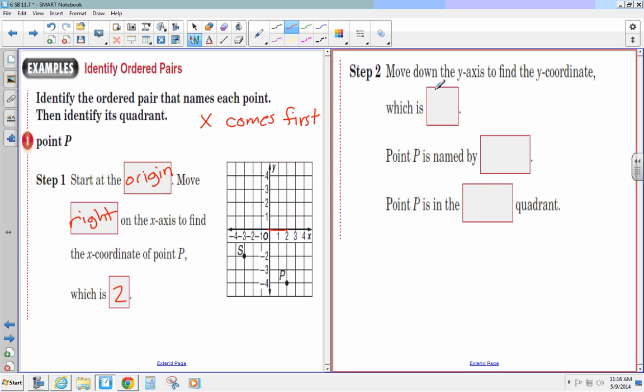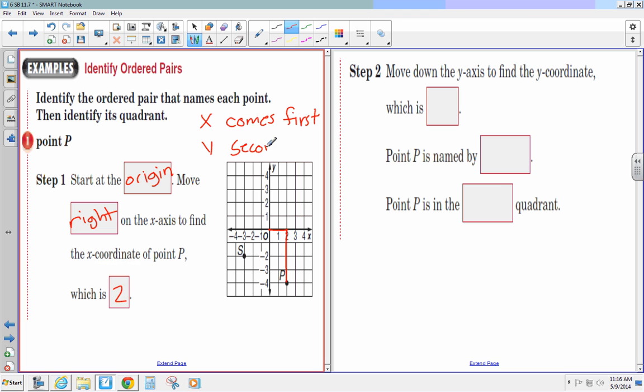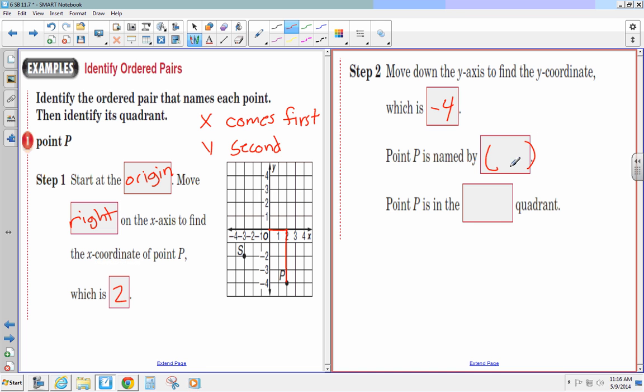Now move down the y-axis to find the y-coordinate. So I do x first, then y, we move down. And we've moved down to -4. So point P is named by the ordered pair (2, -4).